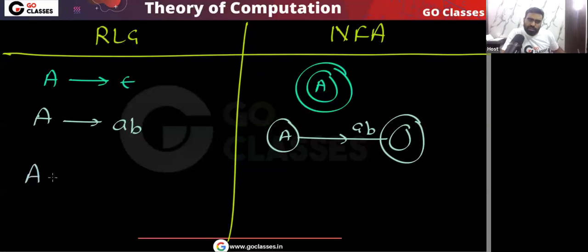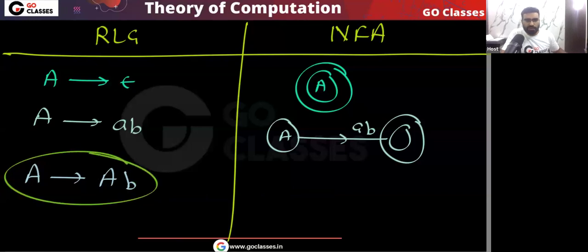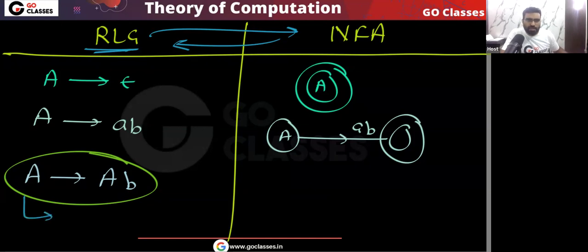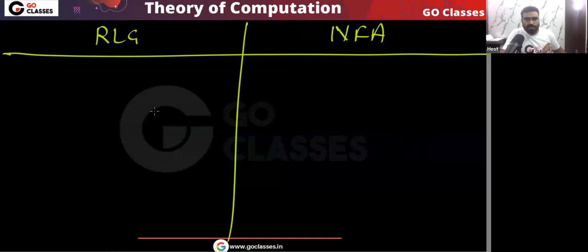And tell me, what about this one, A going to AB? How do we convert this rule to an NFA? First of all, I am converting a regular right linear grammar to an NFA. So this is not even allowed in right linear grammar. Yes or no? This rule is not allowed in right linear grammar. Understood? So this is nonsense. Is this clear? This is not allowed in right linear grammar. So that's it.